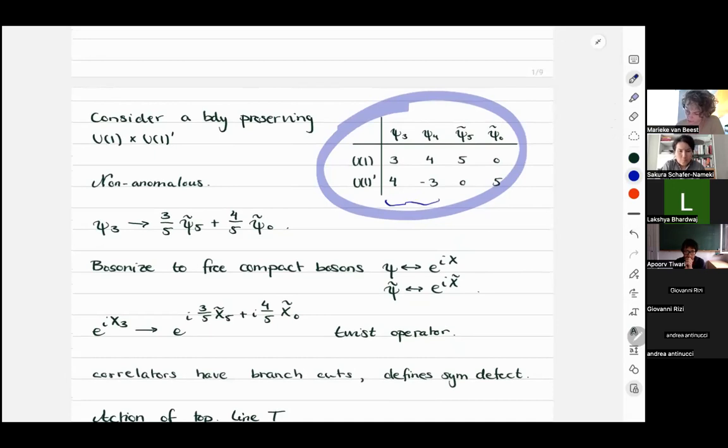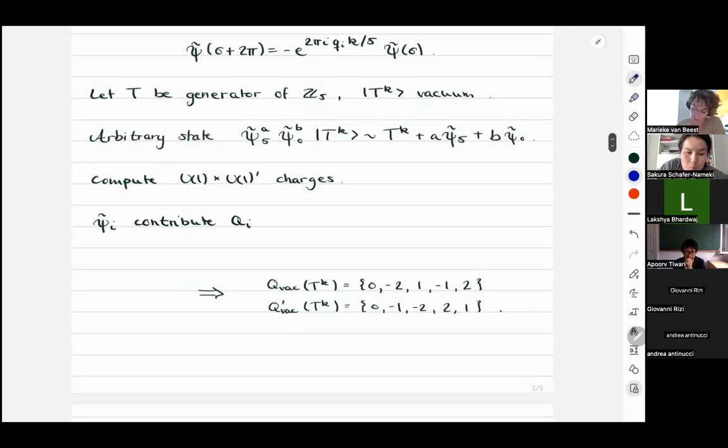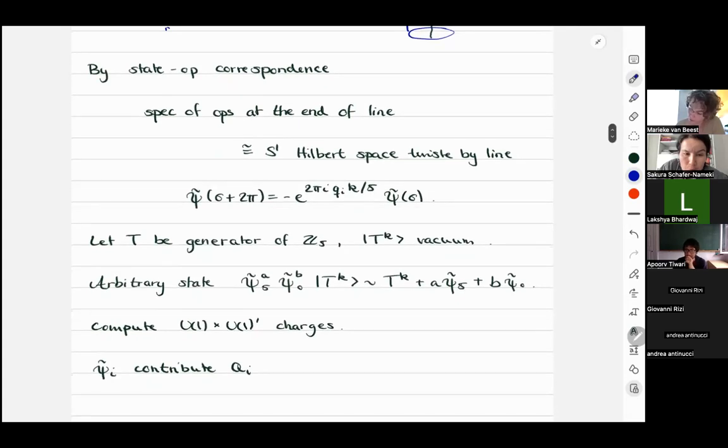So this is Qi tilde. Okay, so it's all very explicit. Like we just chuck in these numbers, 3, 4, 5s, and zeros. But what does the vacuum contribute?